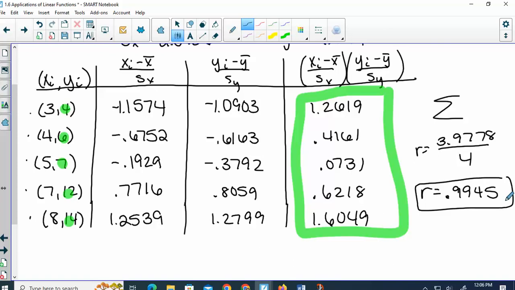Is that one okay? How could you double check this if you wanted to? Calculator. You could run the linear regression. You already have the data entered. And just compare. There is potential that it might be slightly different because we rounded a lot, but they should be very close to one another.